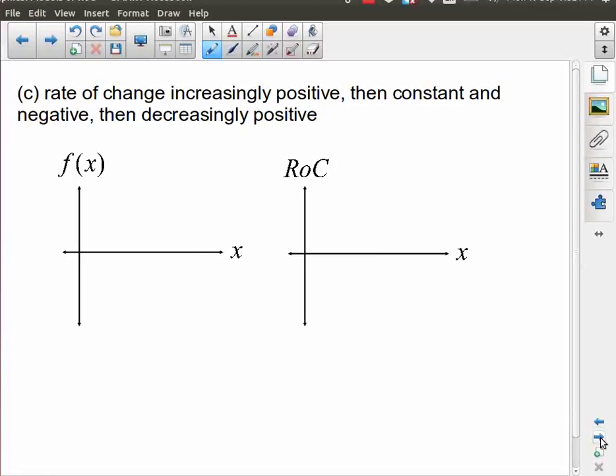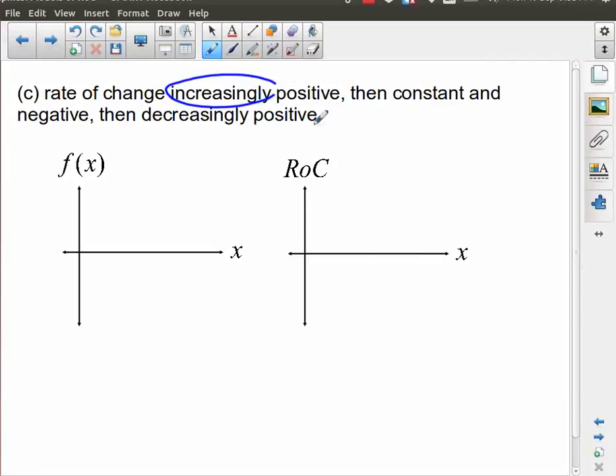And finally, we have a rate of change which is increasingly positive. It's not just that the rate of change is positive this time. Now we're saying the rate of change is increasingly positive. Then the rate of change is constant and negative. Then it is decreasingly positive. Now we really need to puzzle out what we mean here by increasingly positive.